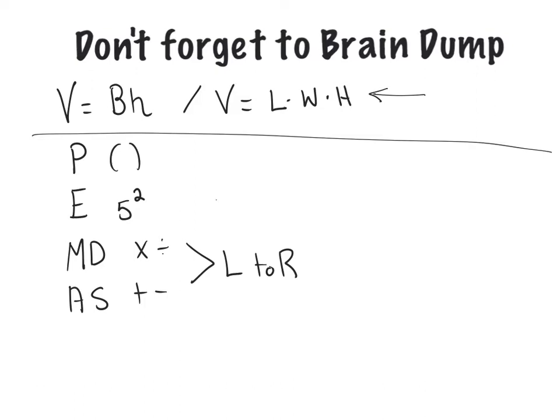And real quick reminder, exponents, 5 squared means 5 times 5. It does not mean 5 times 2 because 5 times 5 is 25, where 5 times 2 is 10. So they are not the same thing.